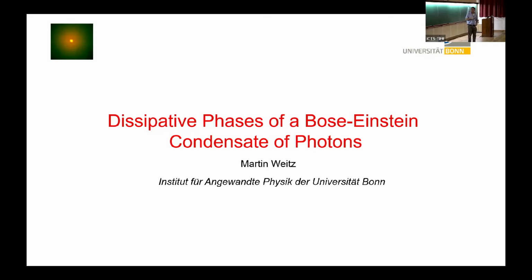The title of my talk is Dissipative Phases of a Bose-Einstein Condensate of Photons. So what I want to speak about, basically, first, I want to introduce our system, which is a Bose-Einstein condensate of photons generated in an optical microcavity. And then I want to talk about some dissipative phases, for example, a non-Hermitian phase transition.